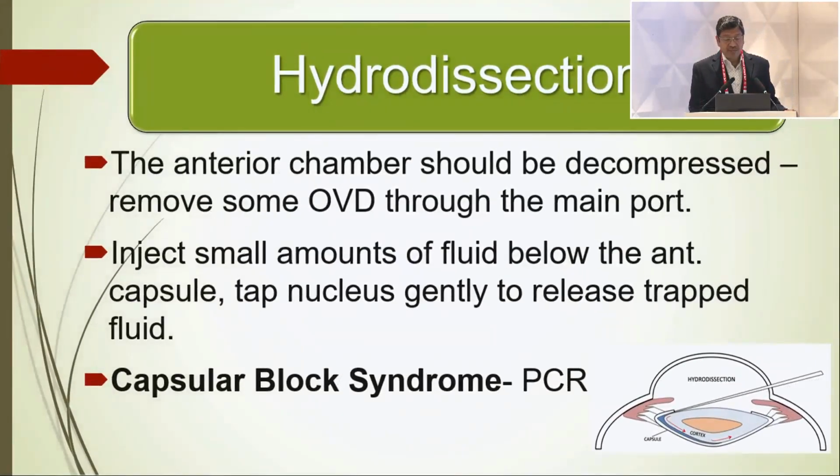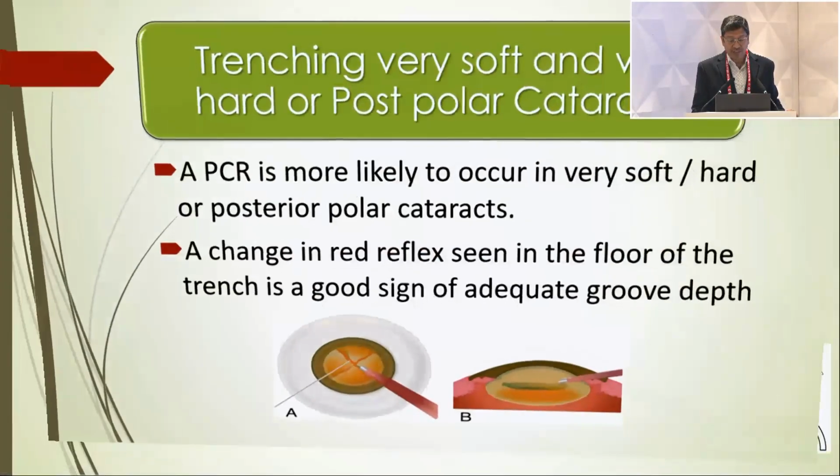Hydrodissection has to be gentle. Remove some of the OVD from the anterior chamber before hydrodissection. Inject small amounts. Tap the nucleus gently in between so that you prevent capsular block syndrome.